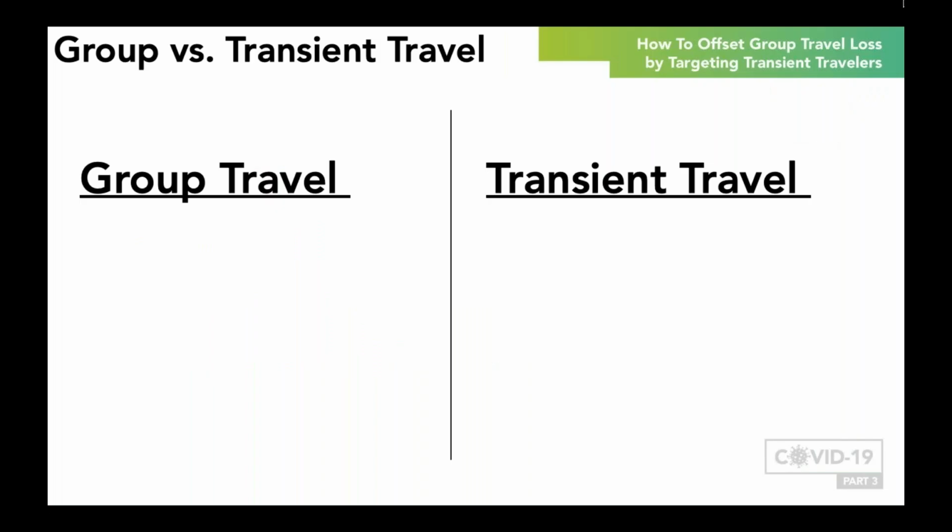Let's begin by taking a look at the difference between these two traveler segments and the booking decision process for each. Now, for the purpose of this webinar, we will be defining transient travel as any traveler not associated with a group. So your leisure travelers, walk-ins, individual business travelers, etc.